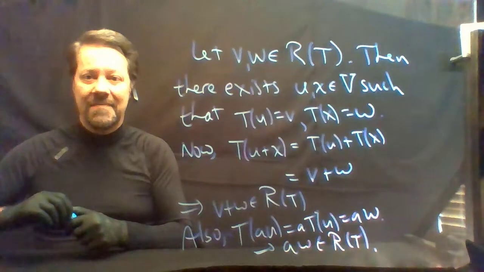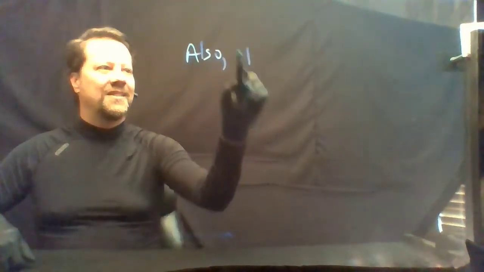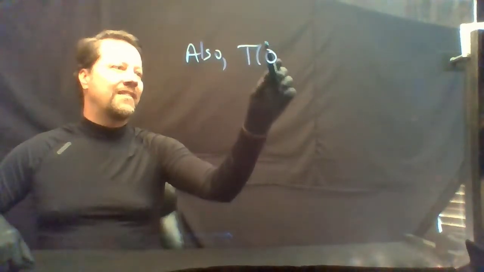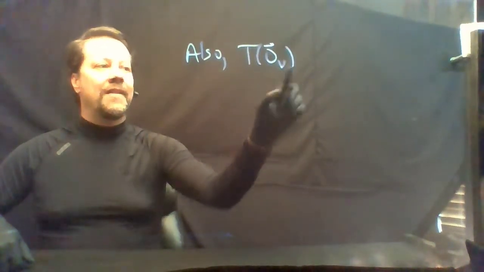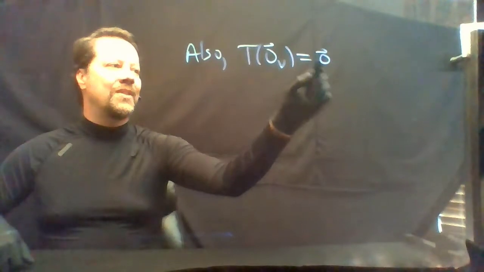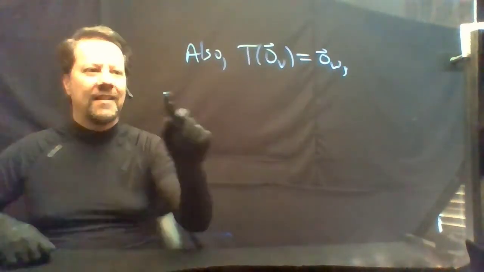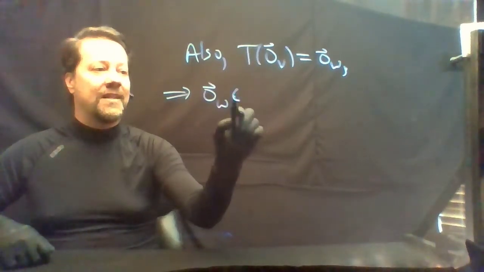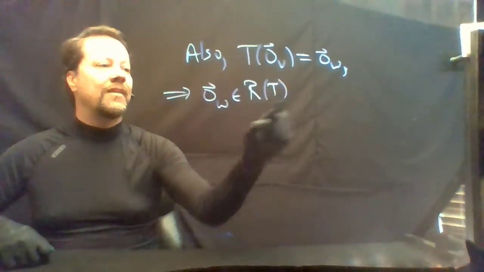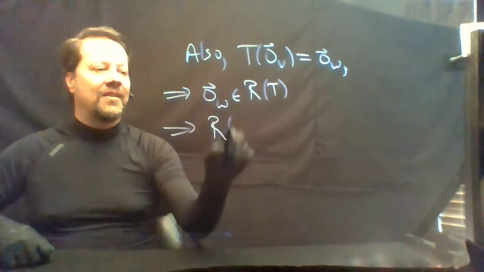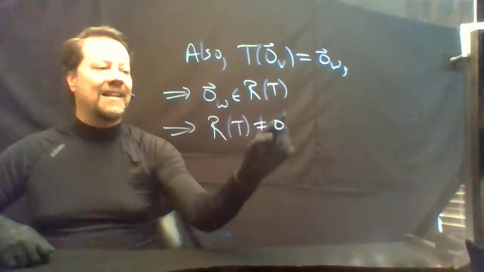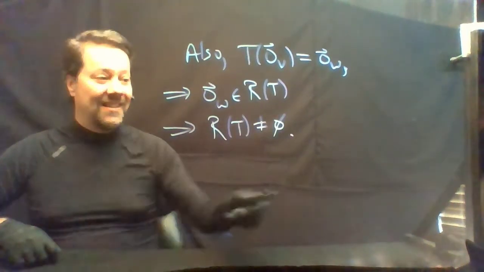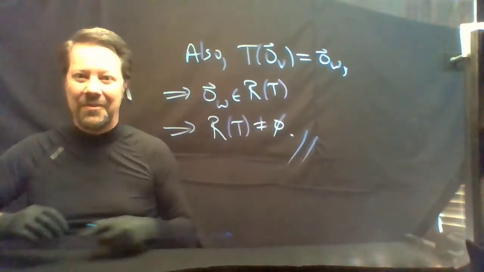Is it empty? Also, T of the 0 in the domain space is equal to the 0 in the codomain space, and that implies 0 in the codomain space is in fact in the range, and hence the range is not empty. That's the end of the proof.